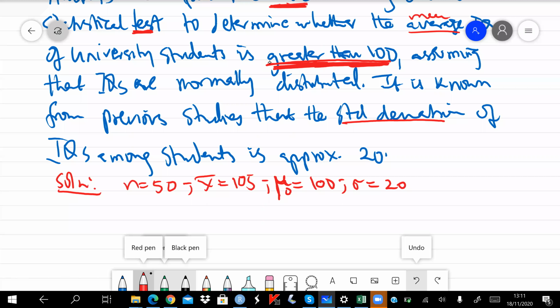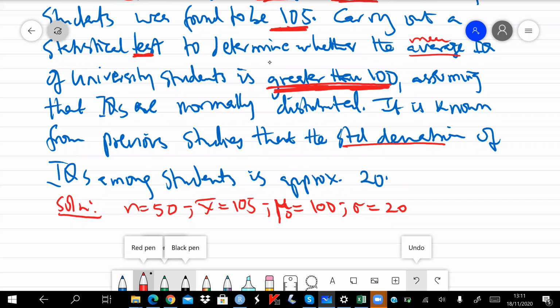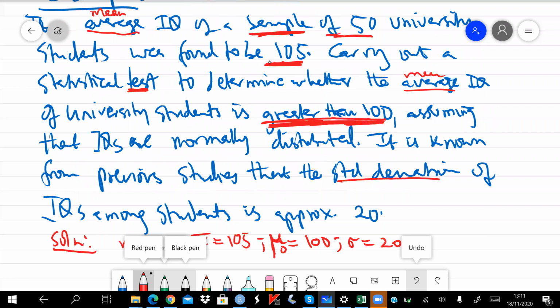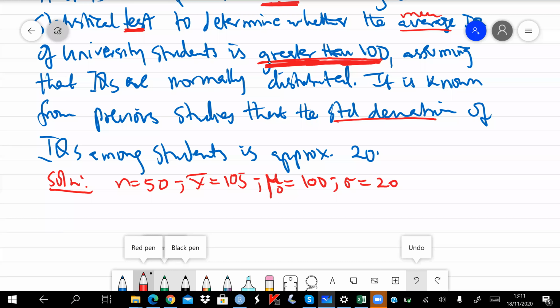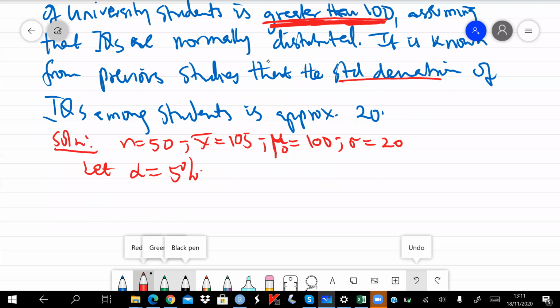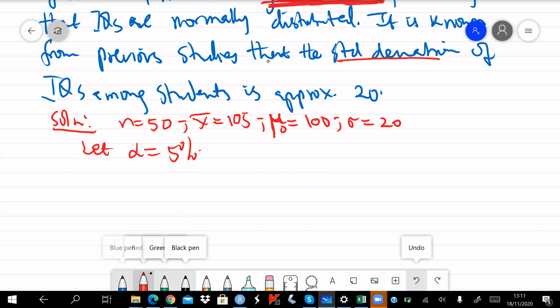With this information now, you notice that we are not told the level of significance. If you're not told the level of significance, you let alpha be 5%. So when alpha is not given, you use 5%. So let's solve the problem. Step number 1, define the null hypothesis. You start by saying H naught: mu is equal to mu naught, where your mu naught is 100.